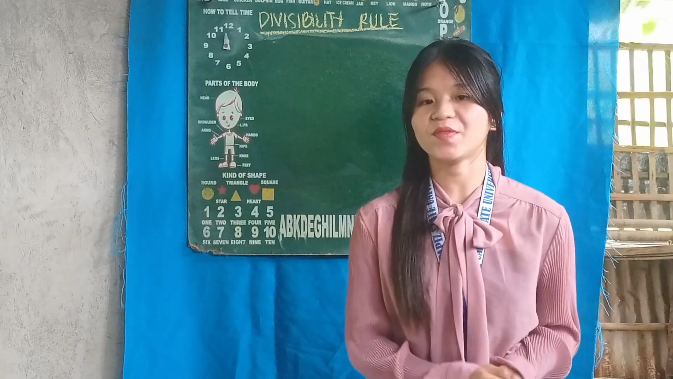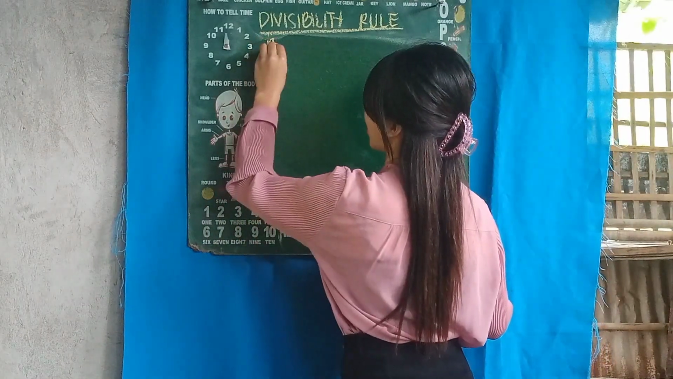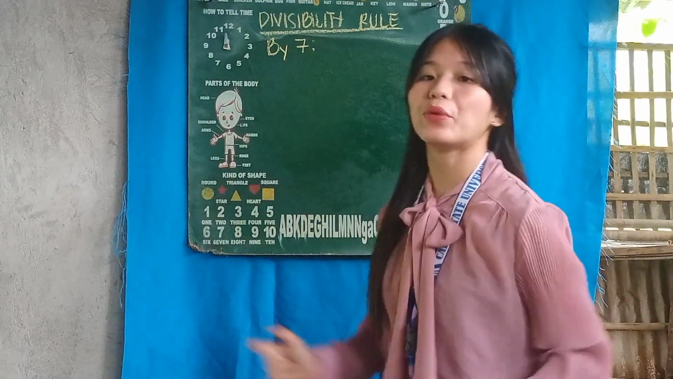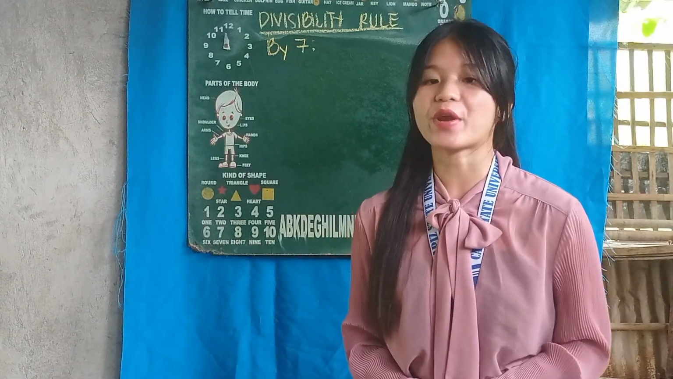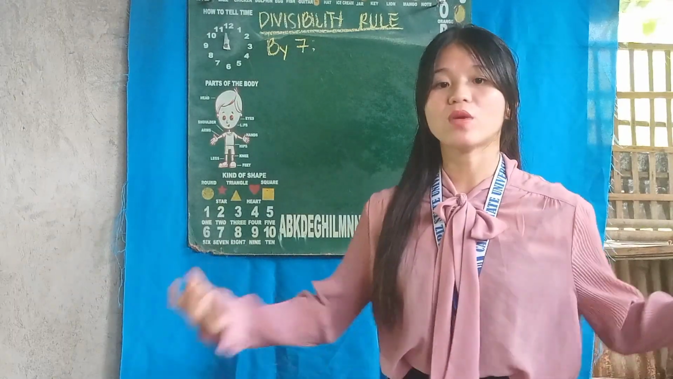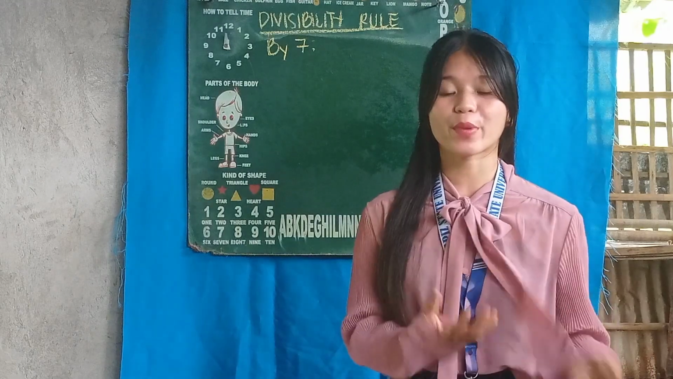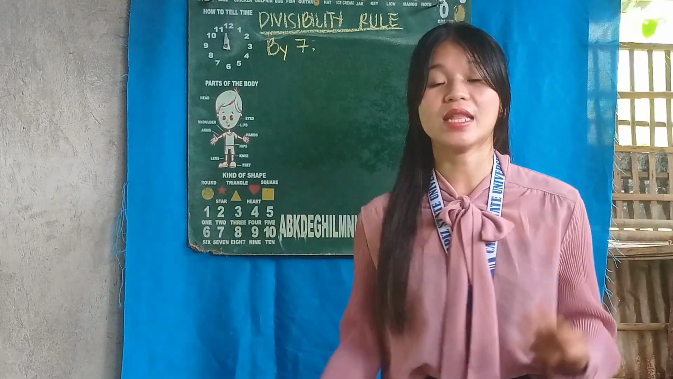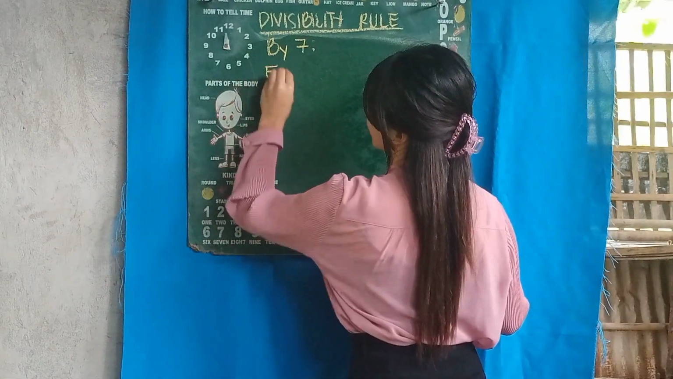So, our next divisibility rule is the number 7. Divisibility rule by 7. Double the last digit and subtract it from the remaining number. So, ano ibig sabihin? Times 2 natin ang last digit of the number, at ang natira ay i-subtract natin sa ating number times 2. So, let's have an example.